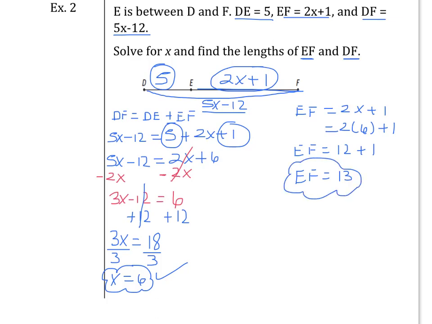Now we need to find the length of DF. DF is equal to DE plus EF, but DE is 5 and we know EF is 13, so this is going to be 5 plus 13. So DF is 5 plus 13, which is 18, and there's our answer.